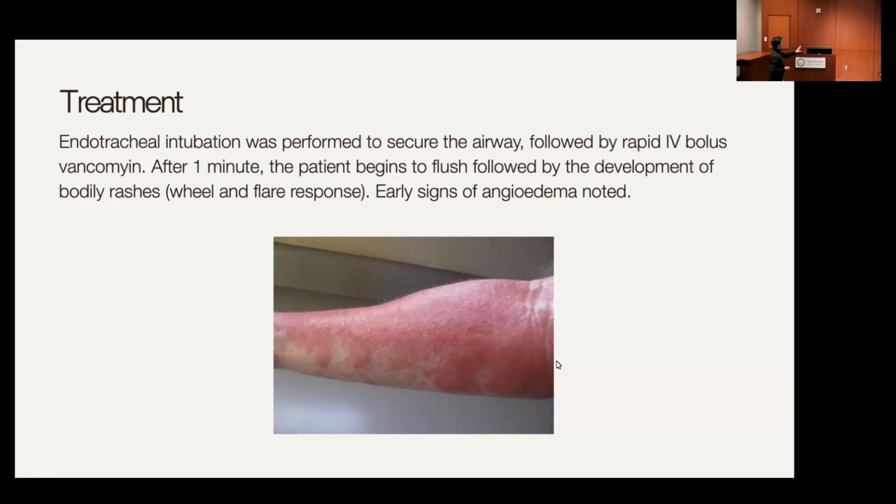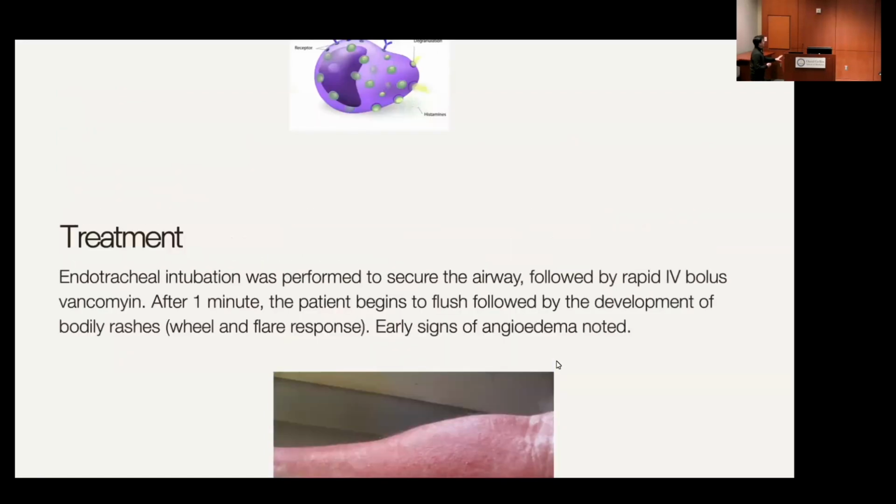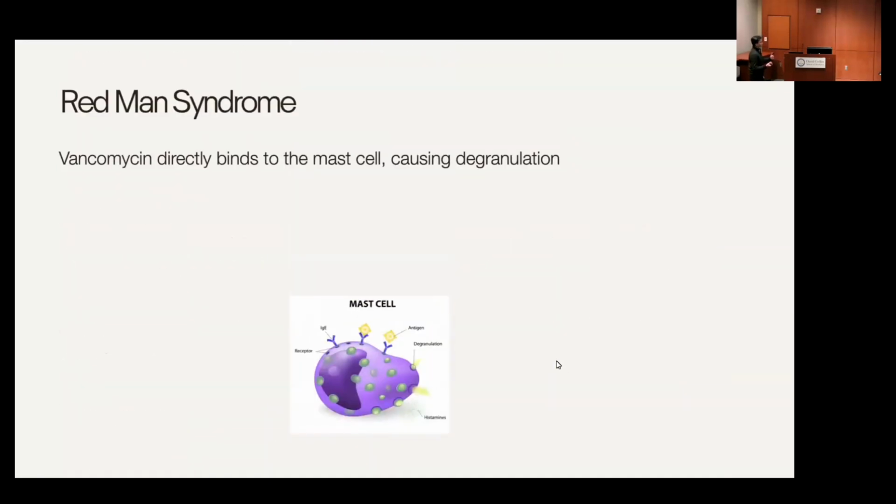And given the context of this treatment setting, we're pretty sure we're dealing with red man syndrome, but we want to be sure. Again, the context is we're giving them a very large bolus of vancomycin, and we know that this is a key antibiotic that can cause this. Here's a quick explanation of red man syndrome. It directly binds to the mast cell and it degranulates. It's bypassing the IgE, so it's considered an anaphylactoid reaction.